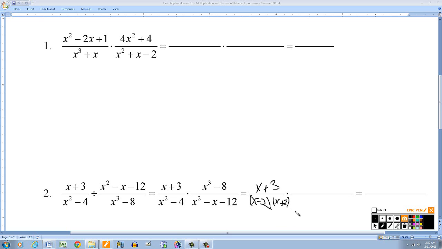And the next one, the numerator, no common factor, but it is a difference of cubes. So if you have a difference of cubes, one factor would be the difference of the cube roots. So the cube root of x cubed is x, and the cube root of 8 is 2. And then the second factor will be the square of the first root, which in this case would be x, so you square that, plus the product of those two roots, which would be 2x, plus the square of the second root, which would be 4.